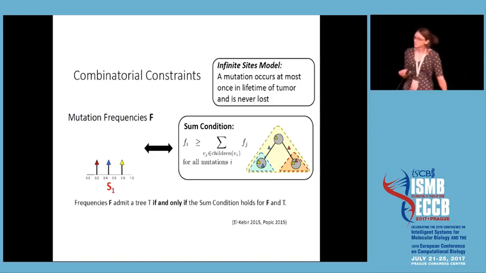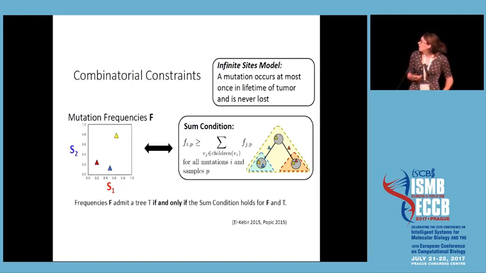And this constraint really makes sense if you think about it, since we know we never lose mutations under the infinite sites model, any descendant clones must contain the original mutation. And we can extend this to multiple samples by just stating it has to hold across all samples.